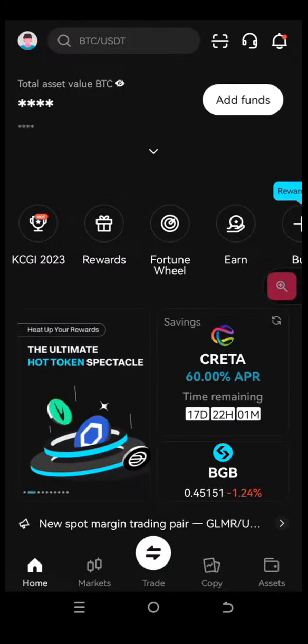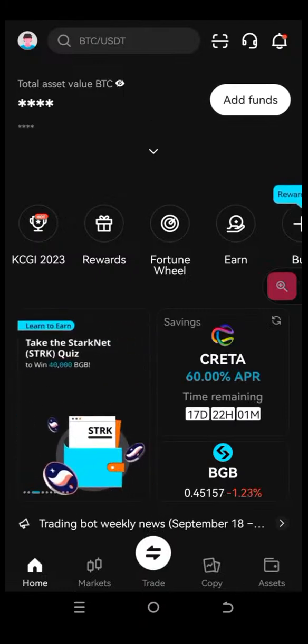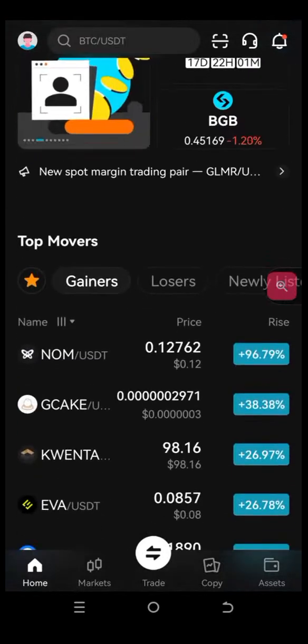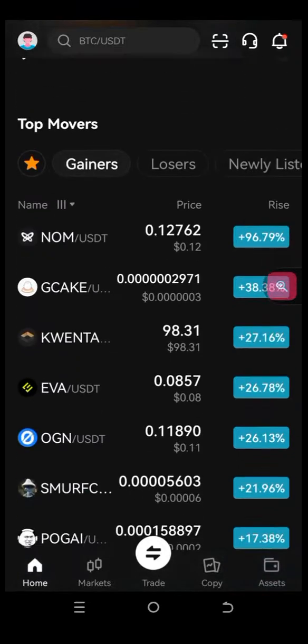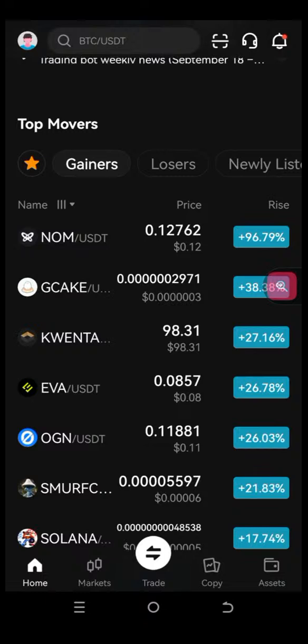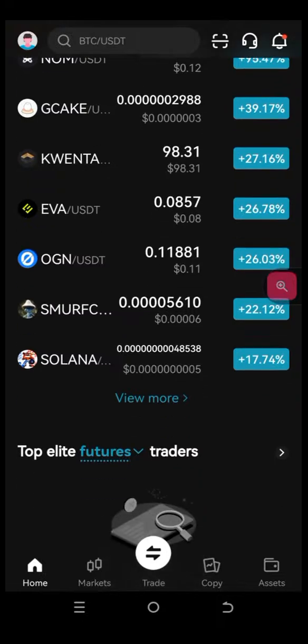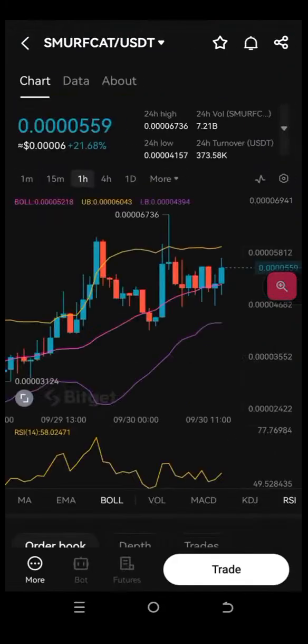All right. So now let's get into the details of SmurfCat. Let's go ahead and look at the gainers, right? Now take a good look at gainers. When you go all the way at the bottom, all you just have to do is search for gainers, and we'll see quite a number of them. But this one that I call SmurfCat has been rising about 22% within the past 24 hours. So let me just click on it and show you what's inside of the chart.